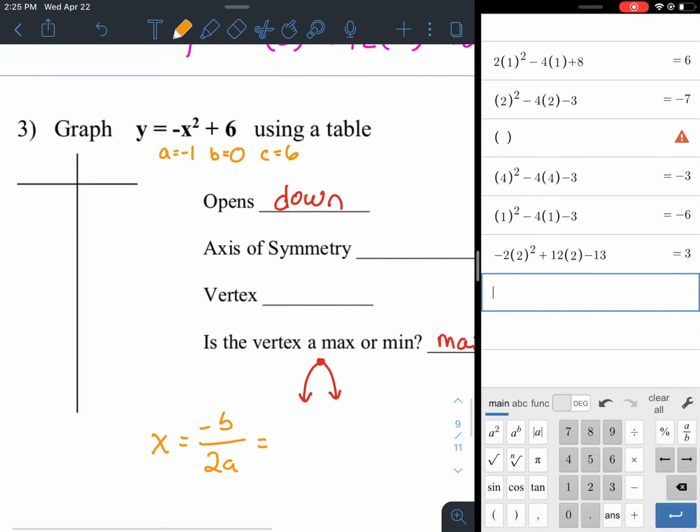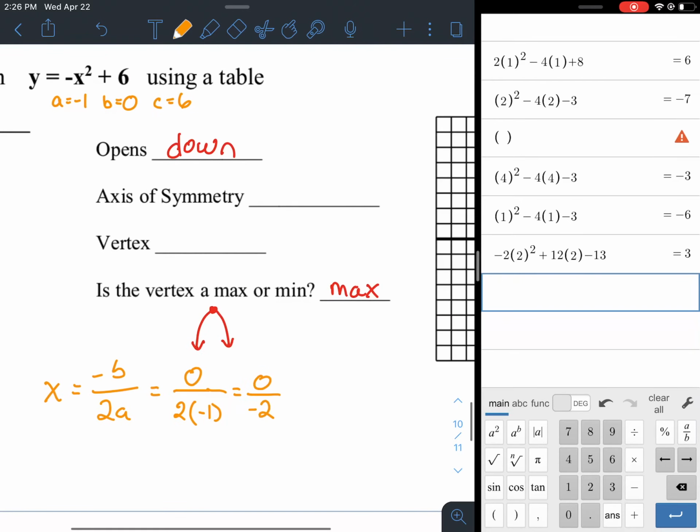So when we plug those in, the opposite of b, the opposite of 0, well, we wouldn't say negative 0. There's no such thing as negative 0. So this is that one case where we just leave it alone. 0 on top. 2 times a, which is negative 1. So that's 0 divided by negative 2. Well, 0 divided by anything stays as 0. So the x-coordinate of the vertex is 0. The axis of symmetry is x equals 0.